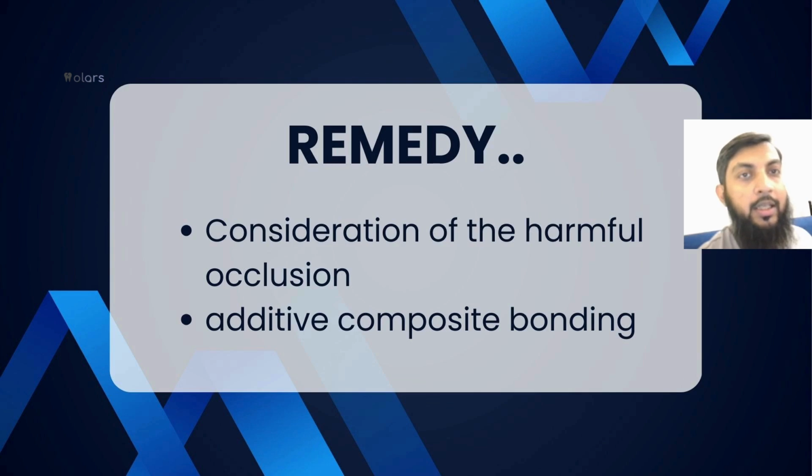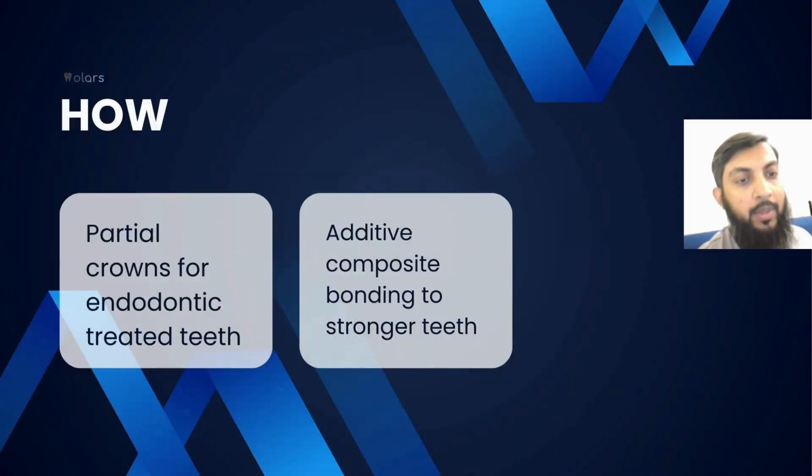The remedy they have presented to us is that we should consider the harmful occlusion and do the additive composite bonding. By considering the harmful occlusion, we are not going for the full coverage restorations. We are going for partial crowns for endodontically treated teeth and doing additive composite bonding on the teeth that are adjacent to that restored tooth or endodontically treated tooth, or in the opposite arch of the endodontically treated tooth.